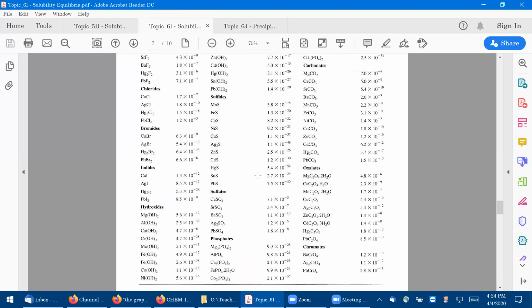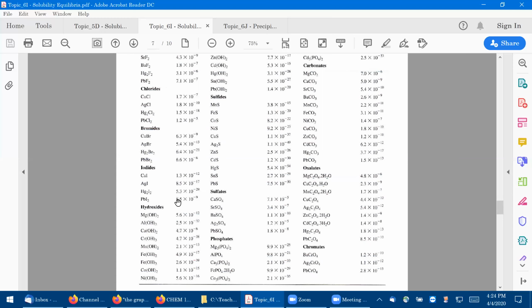However, it's important to keep in mind that in comparing KSPs for different salts, the only time that two KSPs can be meaningfully compared without any calculation is if the stoichiometry of the salt is the same. In other words, I could compare copper bromide to copper chloride because they're both one-to-one salts. And in this case, I could say, yes, indeed, copper bromide is 2 orders of magnitude less soluble than copper chloride.